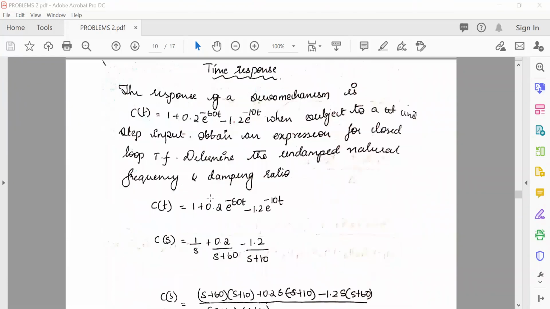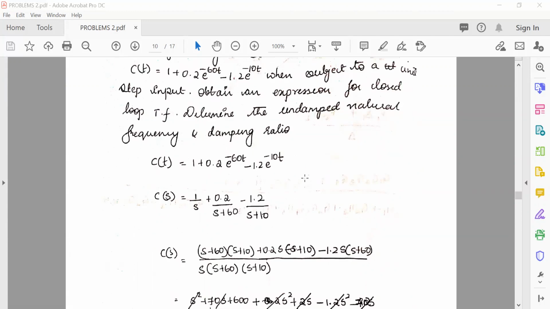Now based on this, we will start with the problems. The response of a servo mechanism is C of t equals 1 plus 0.2 e power minus 60t minus 1.2 e power minus 10t when subjected to unit step input. Obtain an expression for the closed loop transfer function, the undamped natural frequency omega n, and the damping ratio zeta.